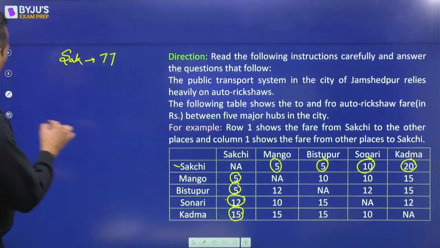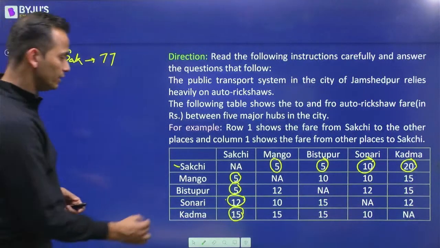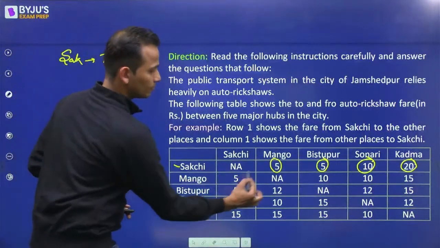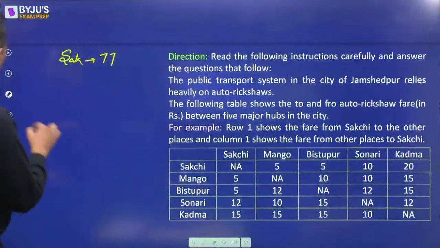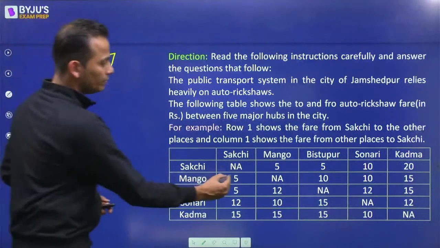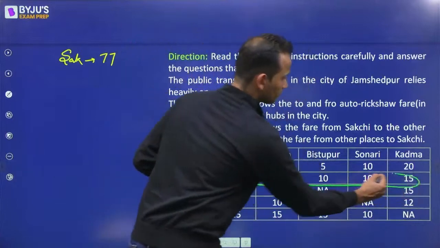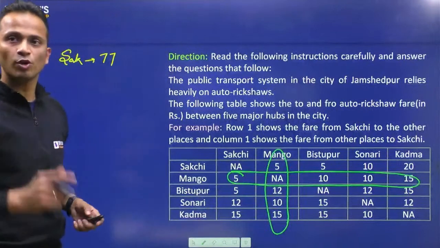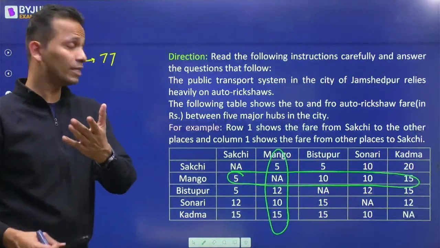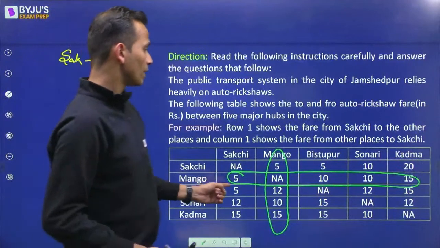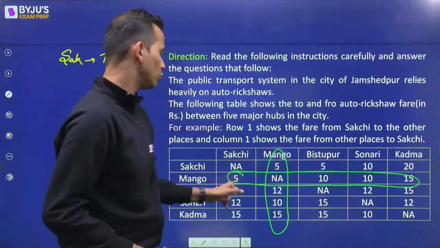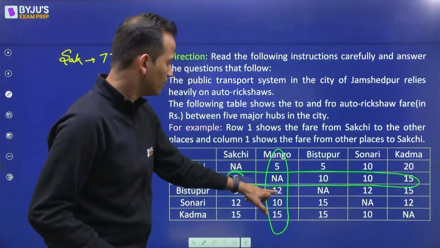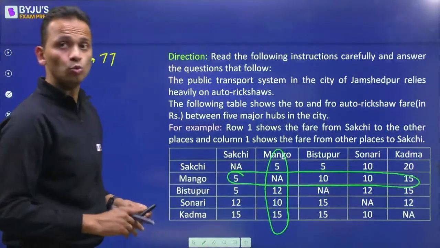Done. Now for Mango. Wait, let me erase these numbers. If I'm staying at Mango, money that I'll have to spend will be the sum of these four, okay, and the sum of these four, right? This is for Mango. This is the expenses for Mango. So can you tell me what is the sum for Mango? I'm calculating. So 20 and 20, 40, 50, 60, 70, 80, 82. I'm getting 82.